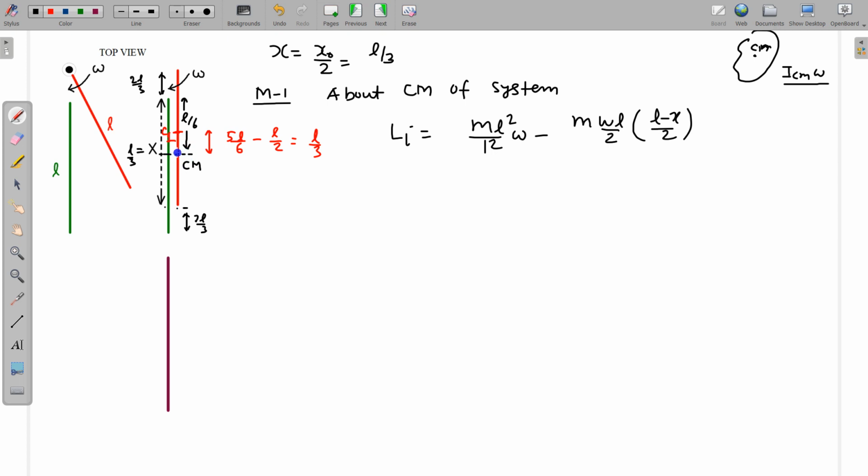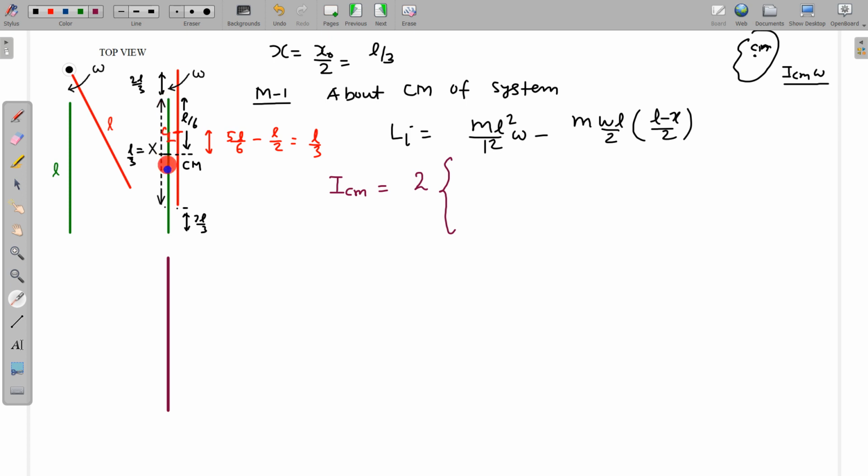If I calculate the moment of inertia of the red one, then the green one will also be the same because of the symmetry. So I am just calculating the moment of inertia of the system about the center of mass. I am multiplying by 2 whatever expression I calculate for the red one. So 2 multiplied by the moment of inertia due to the red one, and for that I have calculated some distances also. I have shown some distances also.